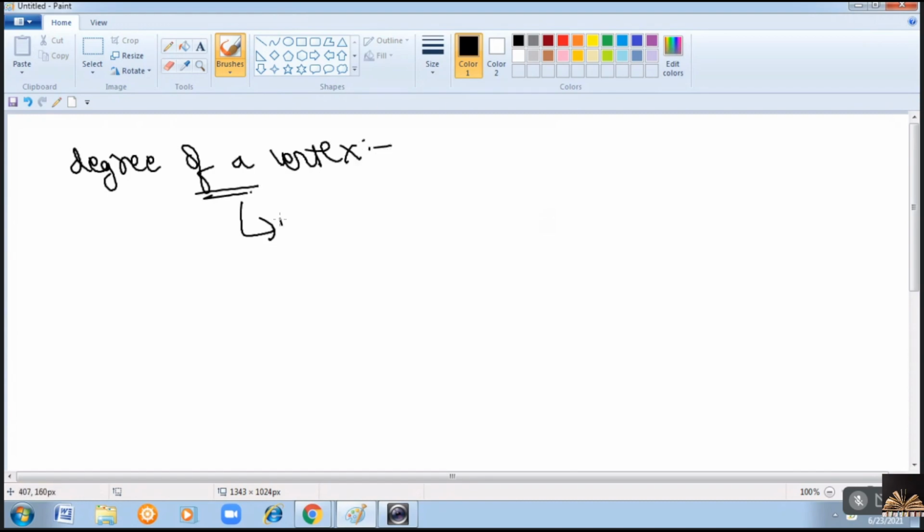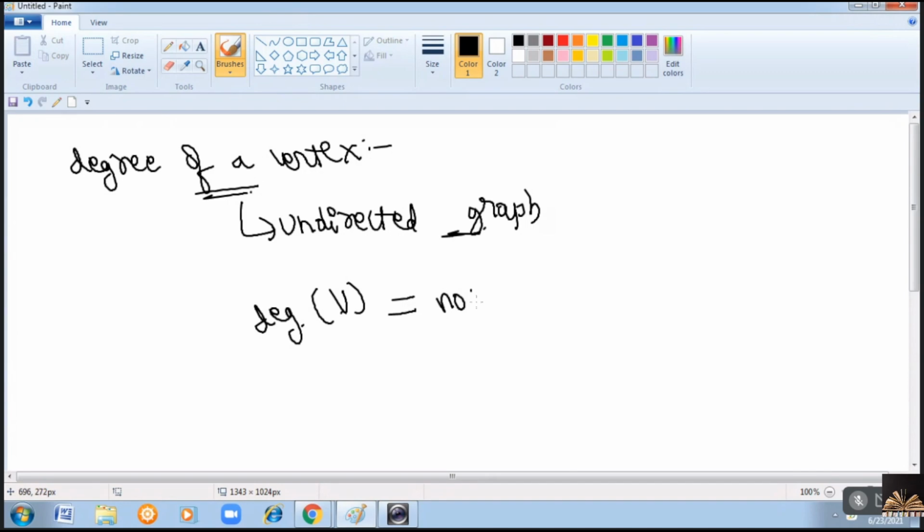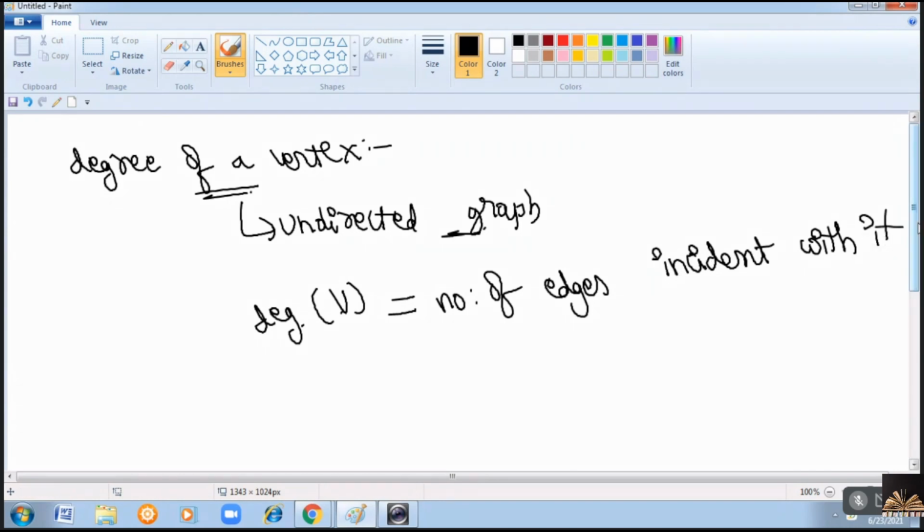First, we'll see what is the degree of a vertex in an undirected graph. After that, we'll see the degree of a vertex in a directed graph. Degree of a vertex in an undirected graph means, consider a vertex V. The degree of this vertex V is equal to the number of edges incident with it. How many edges are formed with that vertex, or how many edges are incident with that vertex? That count is known as the degree of a vertex. Let us see one example.